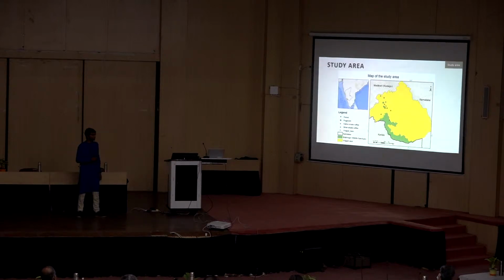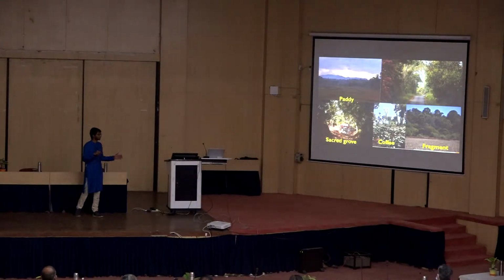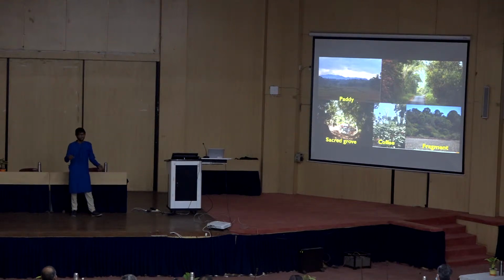So I got a perfect study area in the form of Kodagu in Karnataka, which lies in the Western Ghats and also has a lot of coffee plantations, and it's a highly fragmented landscape, giving me all those land use types together. This is how it looks: the hill slopes being occupied by coffee plantations, and the valleys with paddy, and fragments here and there. And these are all preserved in the form of sacred groves because of the religious beliefs.